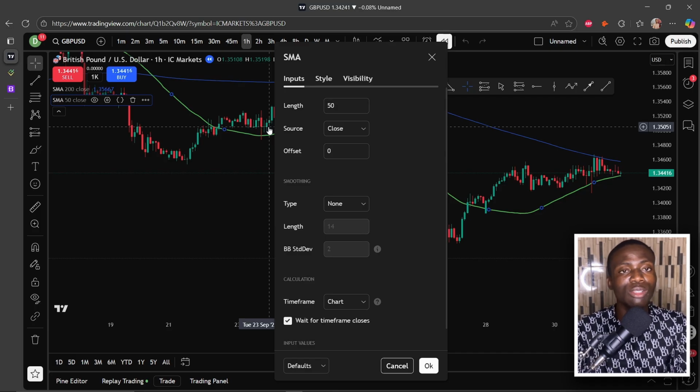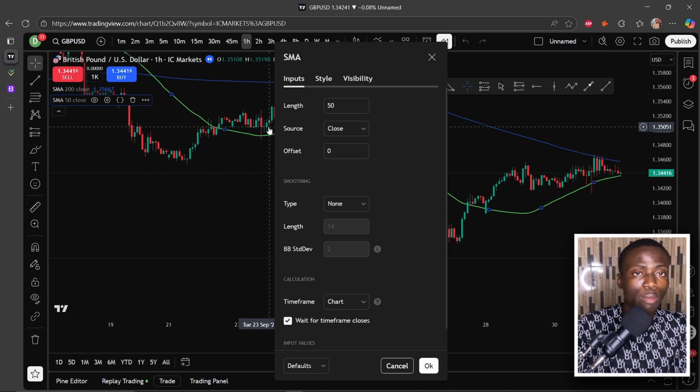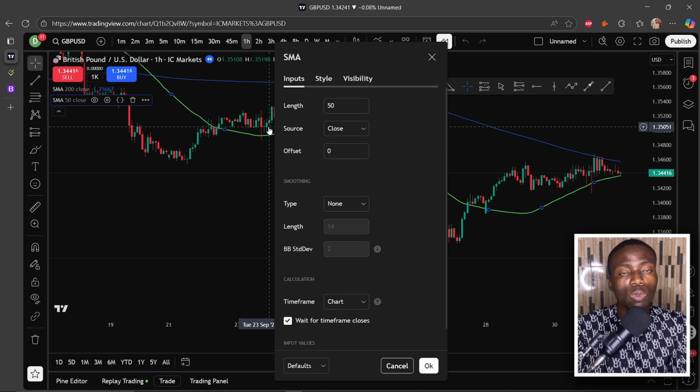Now the reason why we are using 50 and 200 is simple. The 200 indicator tells us the longest time period of the market trend, which is the overall market trend, and the 50 moving average actually tells us when to go in, because it gives us our confirmation alongside a particular candle pattern that we need to look out for.